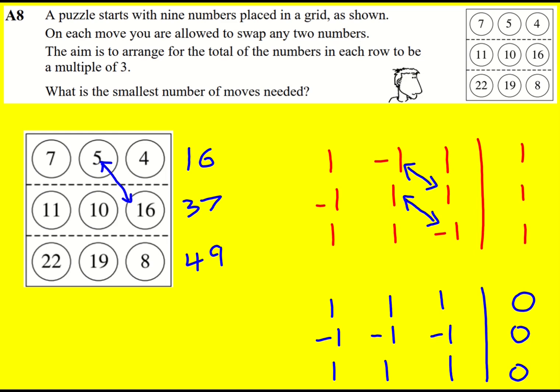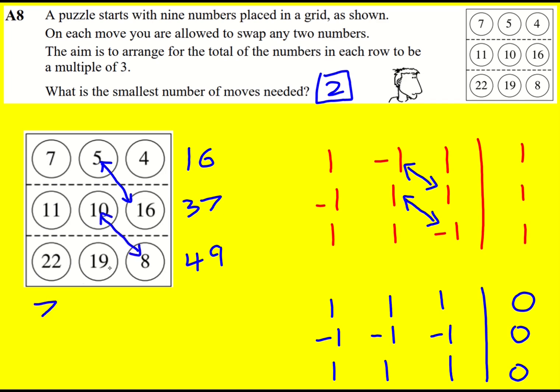So the smallest number of moves needed, like I said right at the start, had to be greater than or equal to 2, because there's no way we could get them all to be the same with just one swap. But I have now shown how we can do it with simply 2 moves. So I did the necessary condition, then I've done the sufficient condition. So we swapped the 5 and the 16, and then we swapped the 10 and the 8.